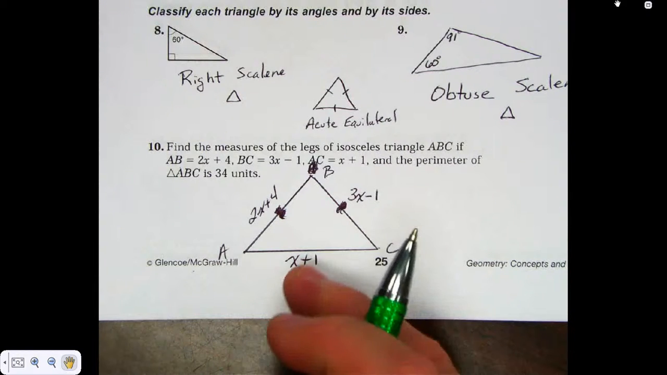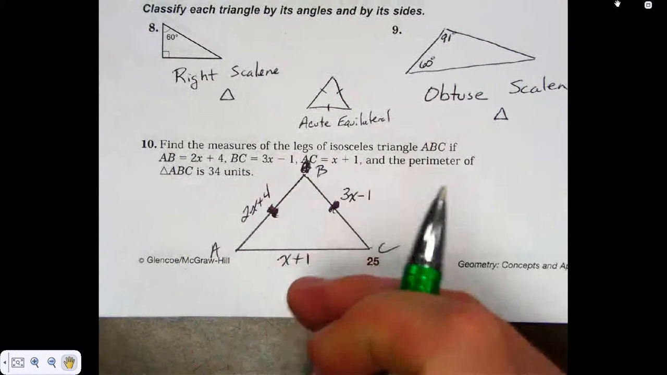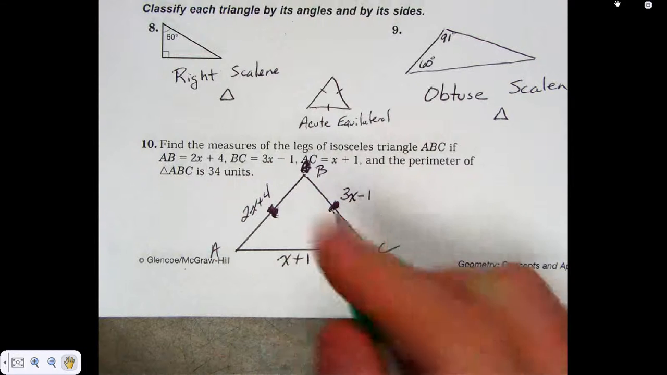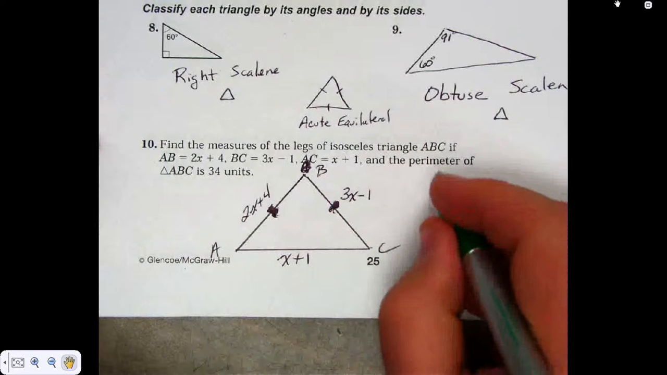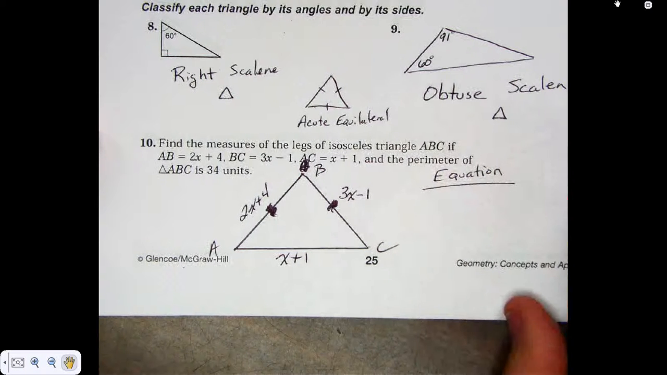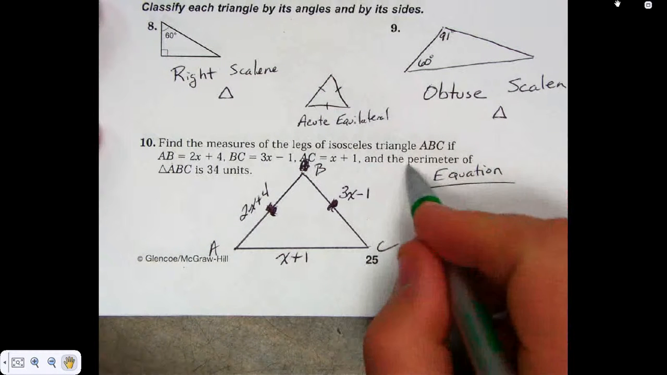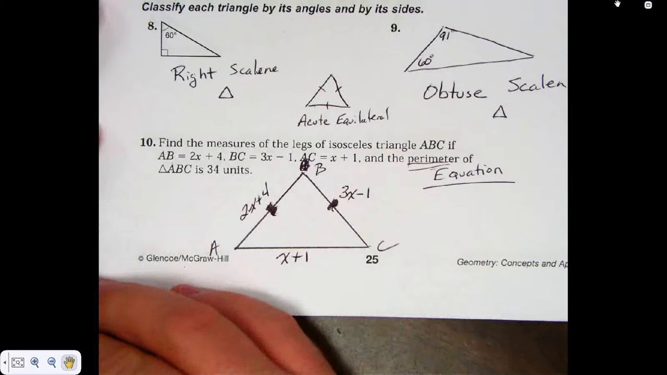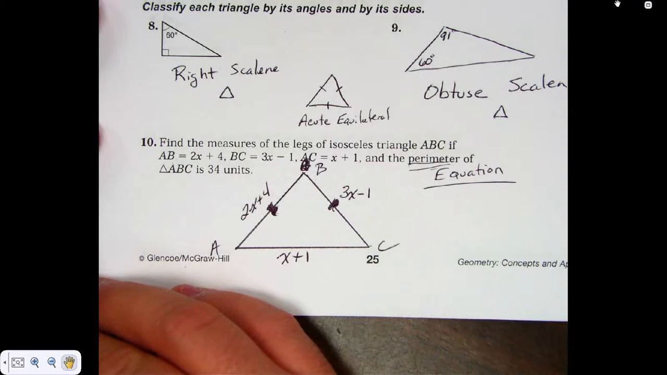Now, I don't know whether this one's equal to that one's equal to that one, or what. Agreed? So I can't use that as an equation. Remember, if it looks like algebra, I probably need to create a valid equation. This is a big part here. But what they say here is that the perimeter is 34.